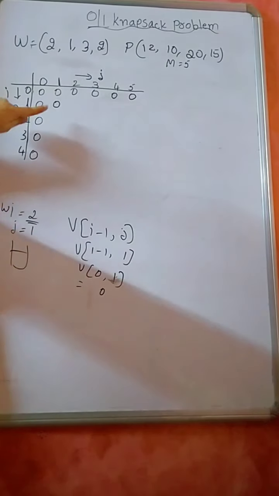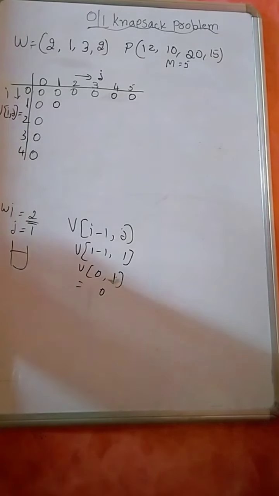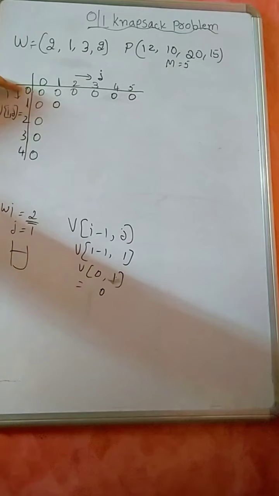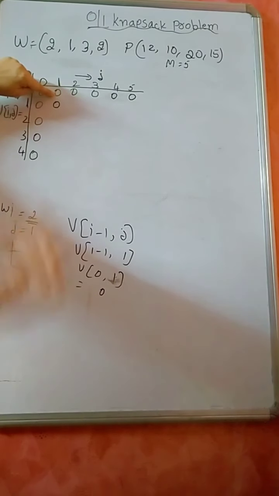Got it. So it is the previous profit. Usually the previous profit is nothing but this one only. V of i minus 1 comma j. j is same. i minus 1 means previous row. Previous profit means this one only. Same column, previous entry is called the previous profit.